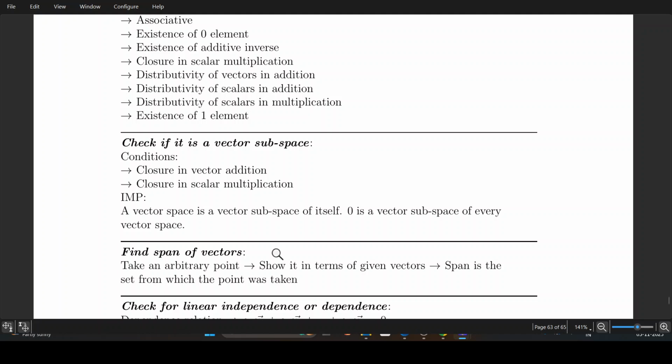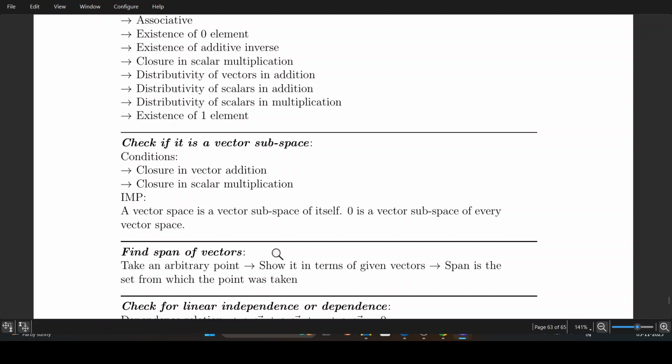So if it can be represented with the help of the given vectors itself, then the span is the set from which the point was taken. So for example, we have a set of standard bases of R2, right? 1 0 and 0 1 is the given set, and we need to find its span. So we will take any arbitrary element from R2, so for example, A1 A2, right? So we need to show A1 A2 in terms of 1 0 and 0 1.